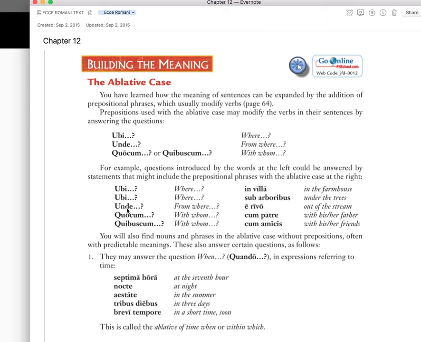From where do the slaves take the water? They take it out of the stream. With whom, quocum means with whom, that's a singular whom, and this is a plural whom, quibus cum. And then that can be answered. With whom? With the father, with the friends. Pretty straightforward there. You see the cum sort of embedded in that long word there. Literally, with whom, with whom. So, cum patre, cum amicis.